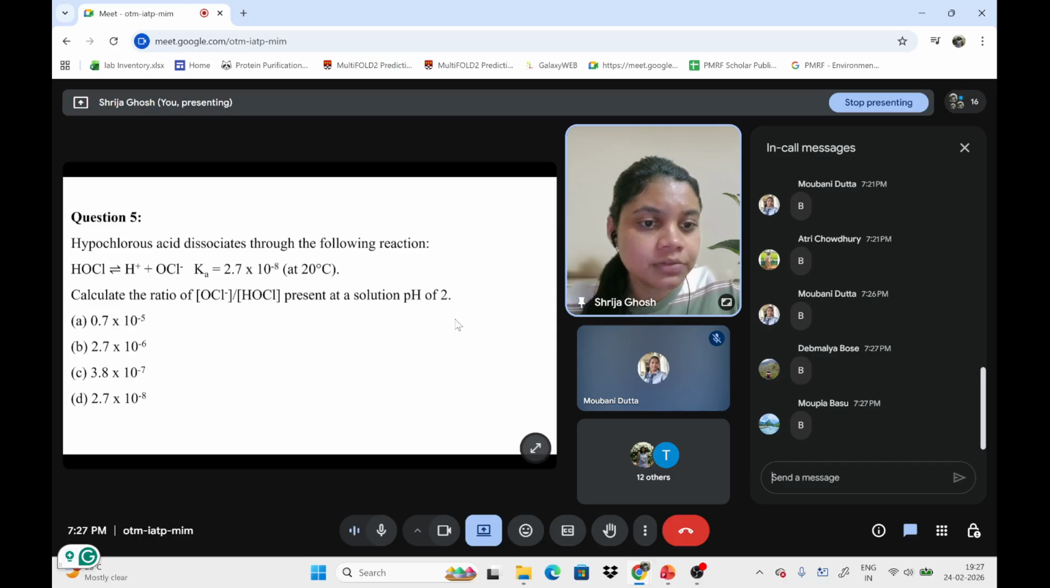I can see 3 people have already solved it. What about others? This is something we have studied 5 weeks ago, so all of you should be able to answer this. Quickly do the calculation, and the calculation is also not that difficult. Anyone else wants to answer?